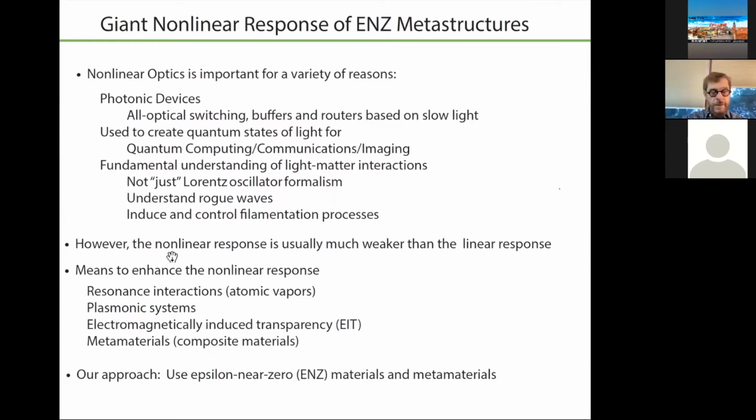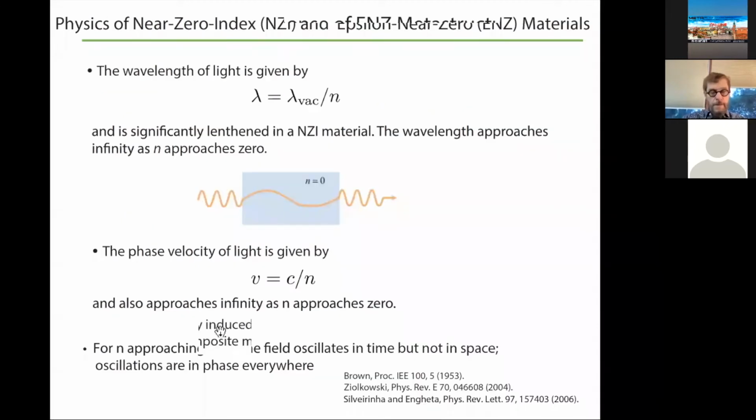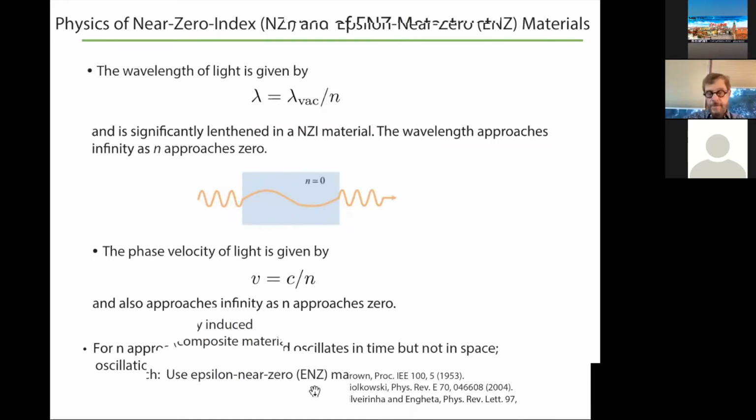However, the nonlinear response is usually much weaker than the linear response. So going back decades, people have been looking for means to enhance the nonlinear response. They've looked at resonance interactions, atomic vapors, plasmonic systems, electromagnetically induced transparency, metamaterials. So the approach that I've taken in my own work is to use epsilon near zero materials and epsilon near zero metamaterials.